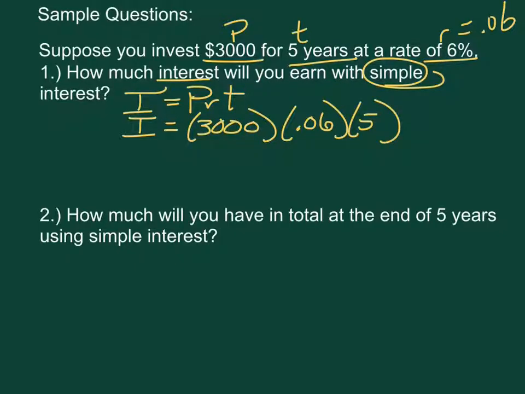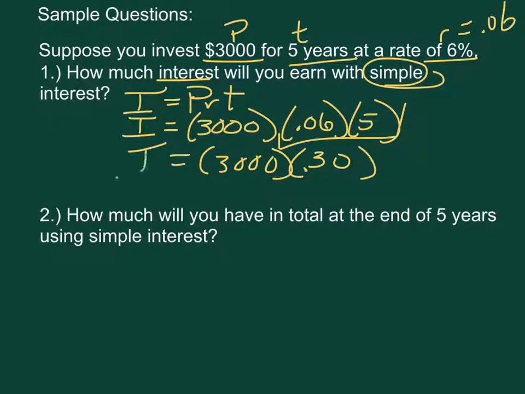We can do these in any order since they're all multiplication. So 0.06 times 5, that's 30, but you have 2 decimal points. So you have 0.3 or 0.30 times 3,000, which gives us an interest of $900. So that's how much you would earn if you left it in the bank.